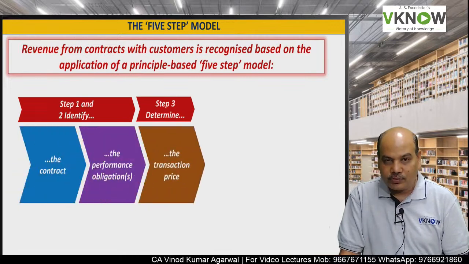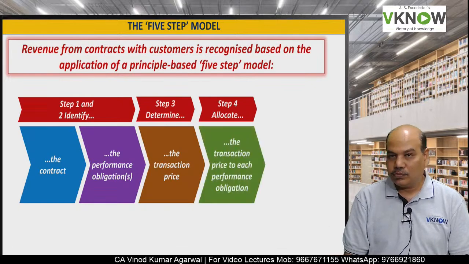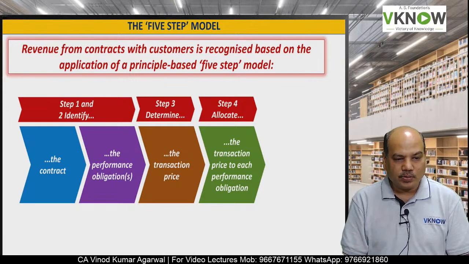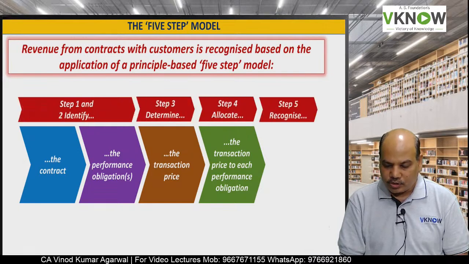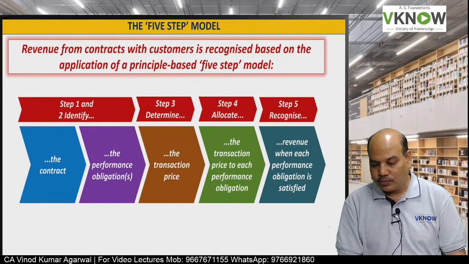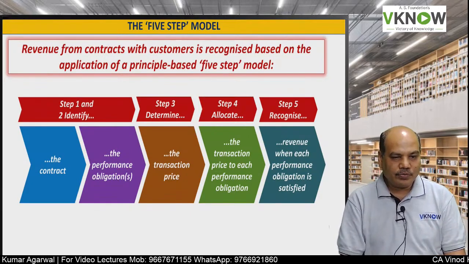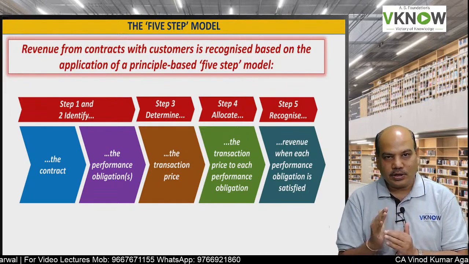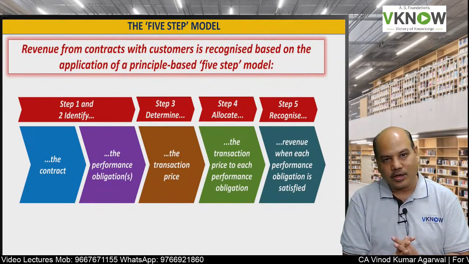Step number 3 is to identify the transaction price. Step number 4 is to allocate the transaction price to each performance obligation if there is more than one performance obligation. And step number 5 is to recognize the revenue when each performance obligation is satisfied. So as and when a performance obligation gets satisfied, the revenue related to that performance obligation will be recognized.